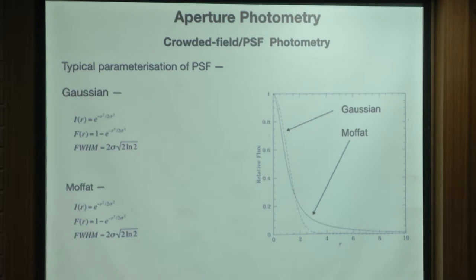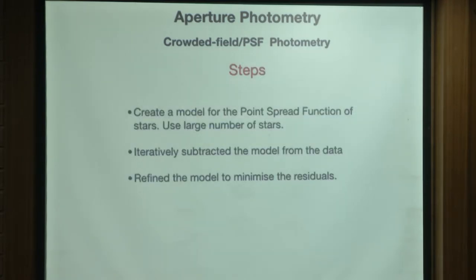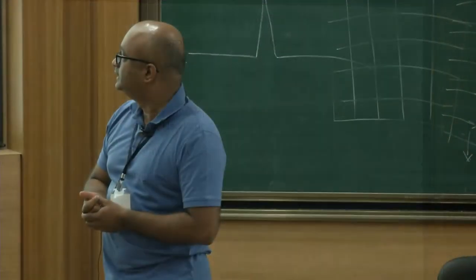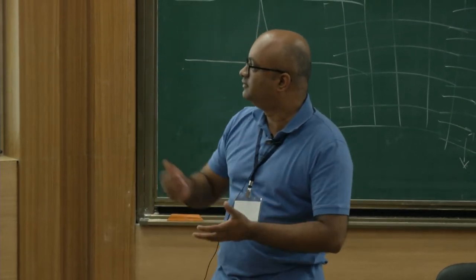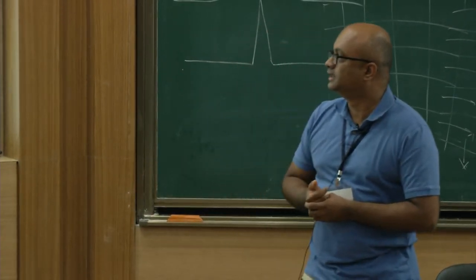Okay, so what we basically do in this PSF photometry is create a model for the point spread function of a star. To get a good model, we use a large number of stars in this frame, and then we iteratively subtract the model from the data that we have in the form of stars, and then we redefine the models to minimize the residuals.